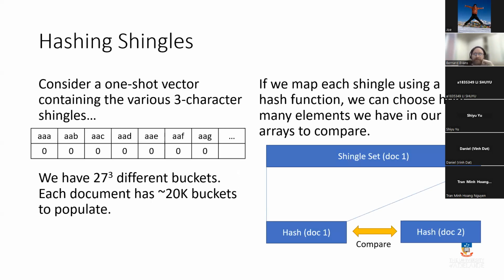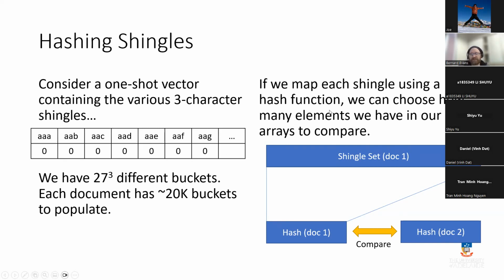All right, so here's our one-hot vector that contains all the three-character shingles like AAA, AAB, AAC, AAD, etc. So we have 26 to the power of 3 different buckets, around 20,000 buckets to populate. We've got to put all these numbers into buckets. Why are we doing this? Because we want to hash.